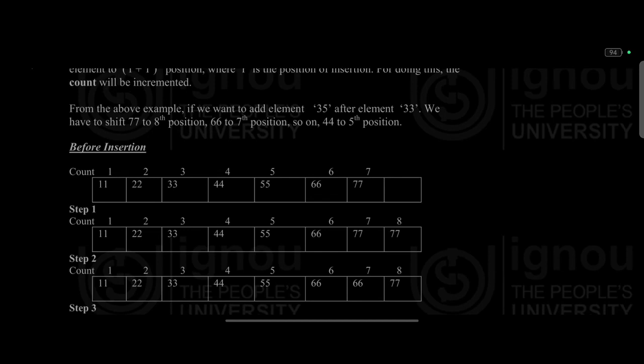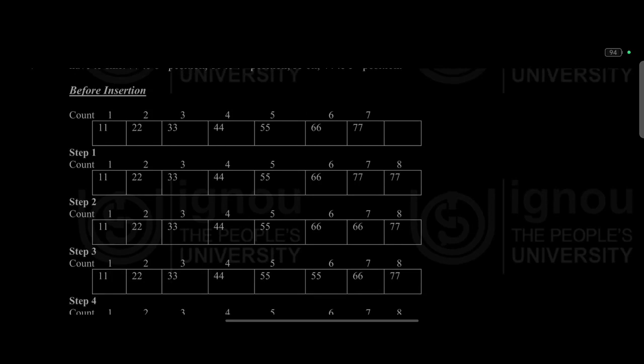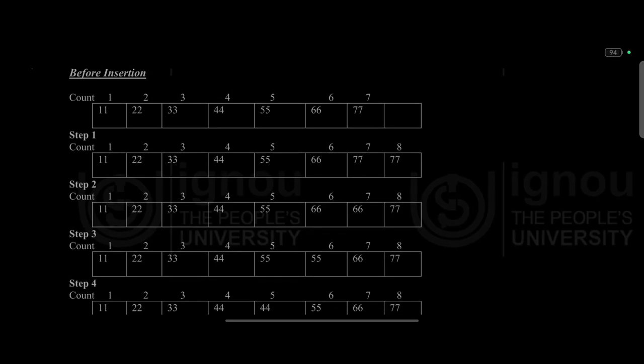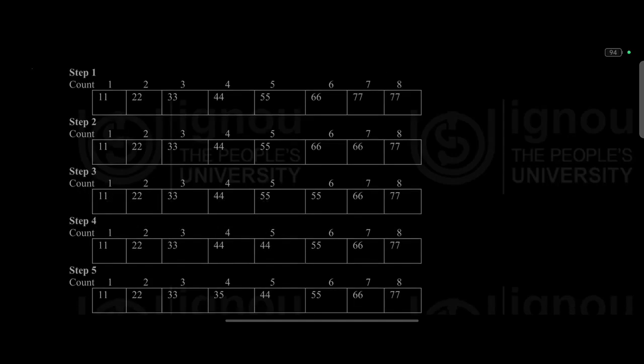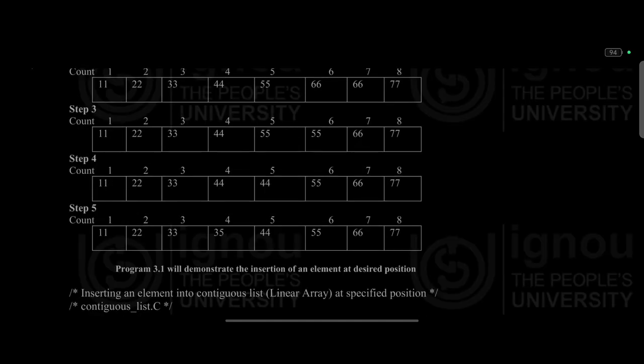From the above example, if we want to add element 35 after element 33, we have to shift 77 to the 8th position, 66 to the 7th position, and so on, 44 to the 5th position before insertion. So here you can see step count, step 1, step 2, step 3, step 4. You can pause and see the table. Okay. So figure program 3.1 will demonstrate the insertion of an element at the desired position.